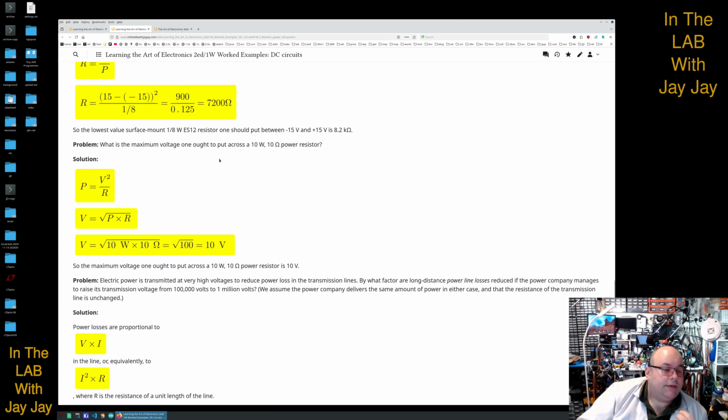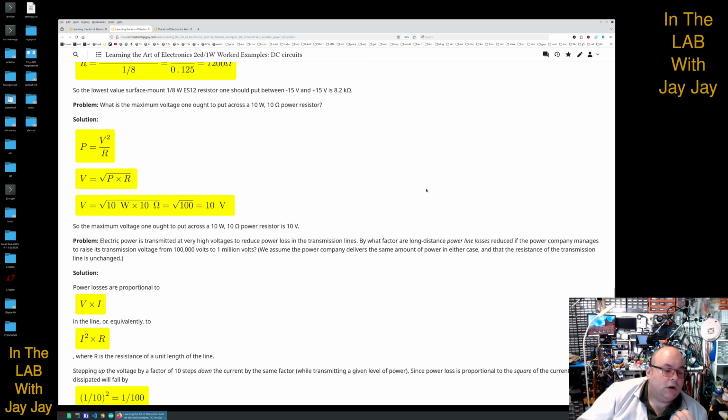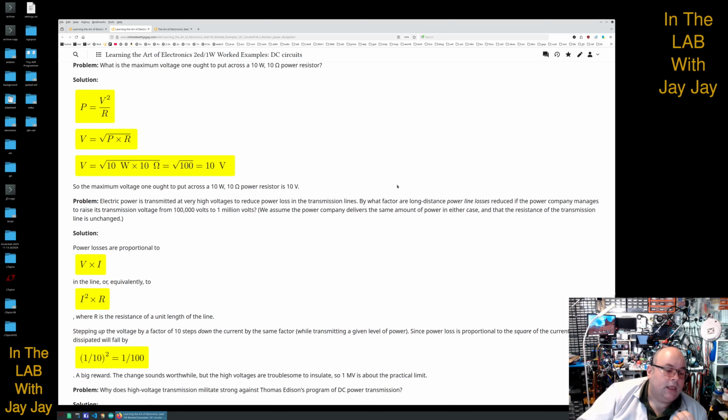Then the next problem is, what is the maximum voltage one ought to put across a 10 watt, 10 ohm power resistor? And again, P equals V squared on R, so V equals the square root of P times R, which equals the square root of 10 watts times 10 ohms, the square root of 100, equals 10 volts. So the maximum voltage one ought to put across a 10 watt, 10 ohm power resistor is 10 volts.